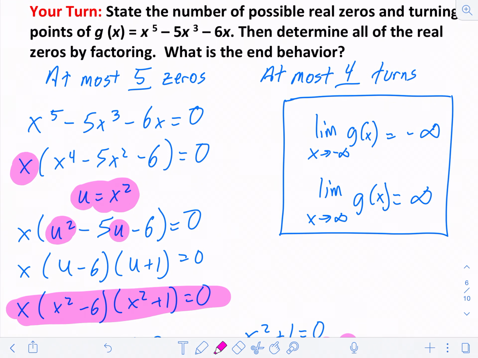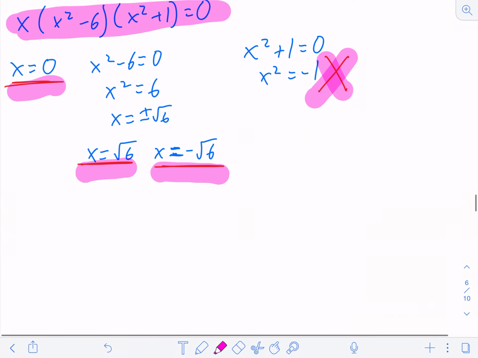Likewise, let's talk about the end behavior. Because this is a positive leading coefficient, it's positive 1, and the degree is odd, we know that the limit of g of x as x approaches negative infinity is going to be negative infinity. And the limit of g of x as x approaches infinity is going to be infinity. And that's based on the end behaviors that we talked about in the last video. Sound good? Great. Let's continue on then.